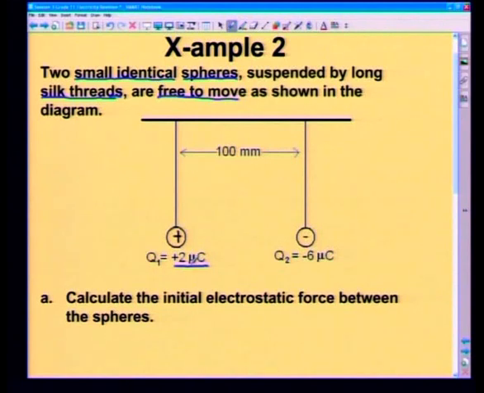So we are given charge in microcoulombs. This one has got a -6 microcoulombs. Now, in our calculations, we cannot use microcoulombs. We need to use coulombs, which is given the symbol C. So we need to convert from microcoulombs to coulombs.